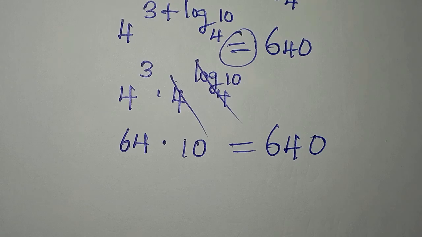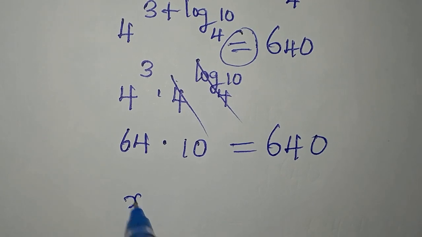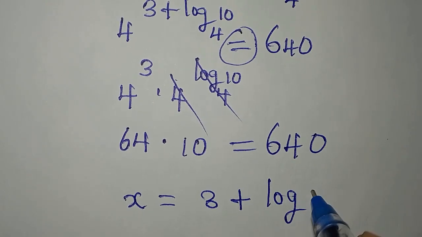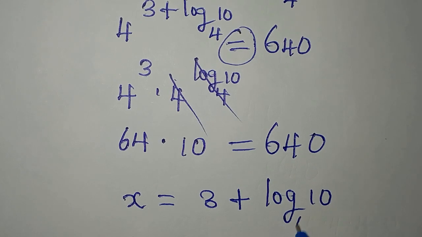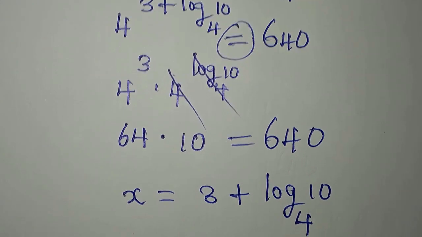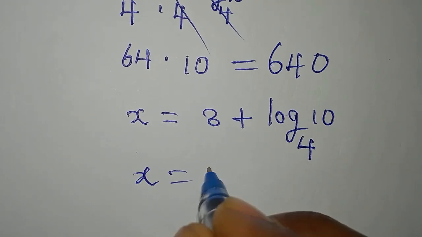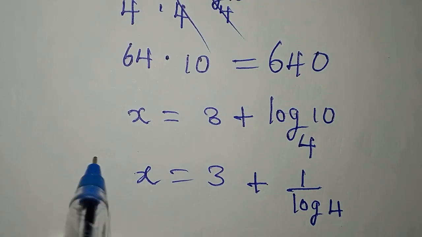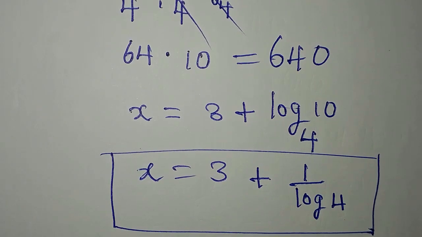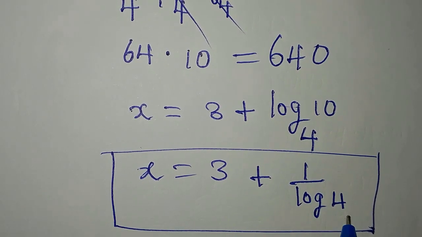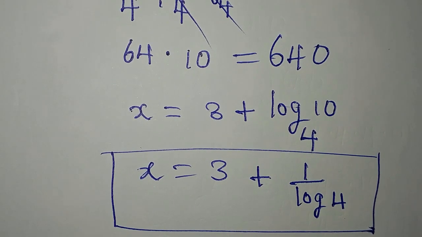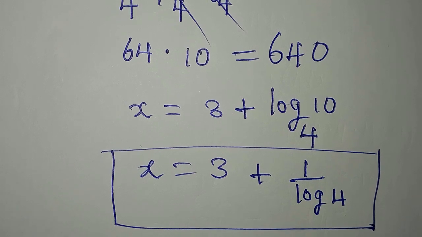So we are good to say that our x is equal to 3 plus log 10 to the base of 4, which we said is the same thing as 3 plus 1 over log 4. So any one of these is the same thing. You can confirm this with your calculator. Is 1 over log 4 the same thing as log 10 to base 4? If your calculator is smart enough to pick other bases apart from base 10.